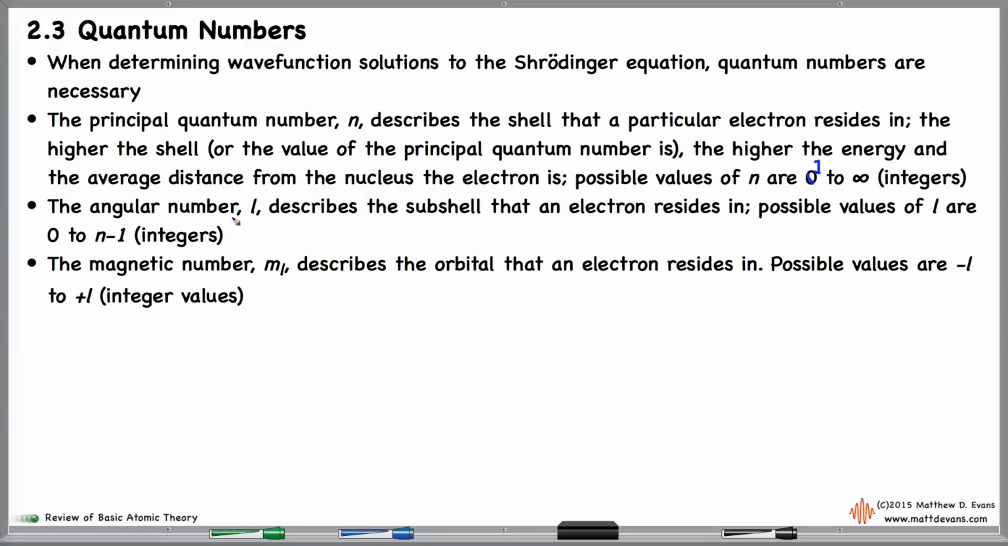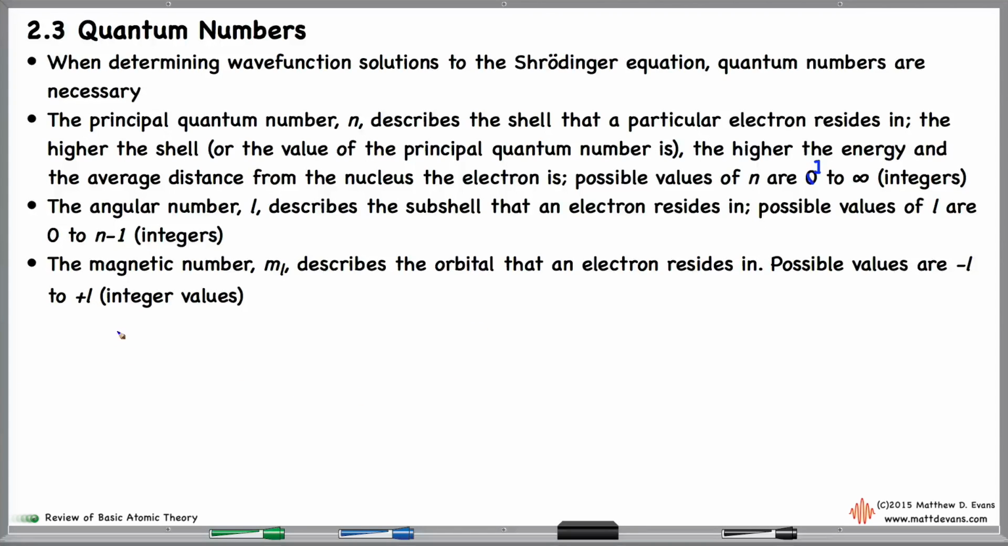All right, so the angular momentum quantum number, which is symbolized by L, describes the subshell that an electron resides in. So possible values of L are, this time, 0 to n minus 1, integers. For example, if n equals 1 for an electron, then L is forced to be 0. And when L equals 0, that's always associated with an S subshell.